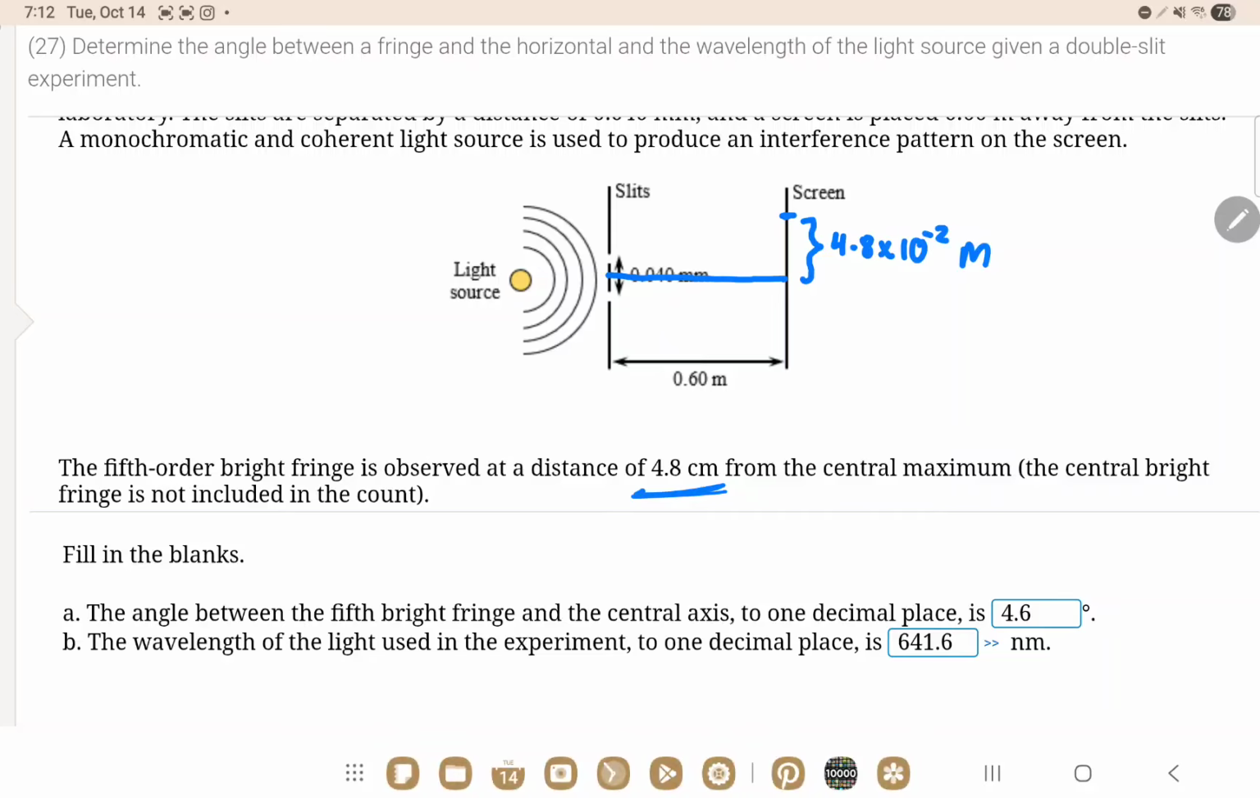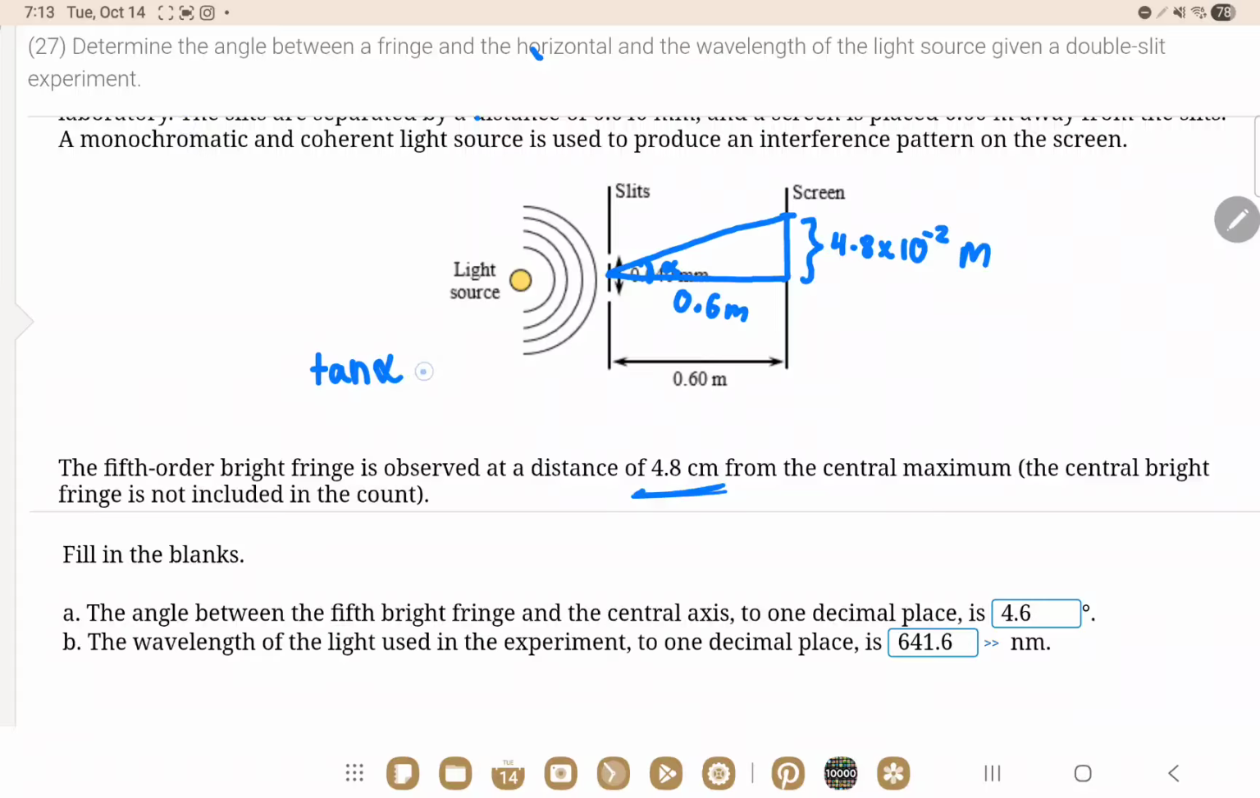So this is also our distance, which is 4.8 times 10 power negative 2, and this is 0.6 meters. Now, we could use sine and we can use tangent to find the angle. So this angle, how can you relate it? So tan of alpha, right? Because you have opposite and you have adjacent, you don't have hypotenuse. You could find it, but you don't.